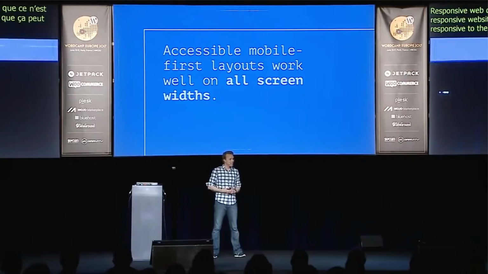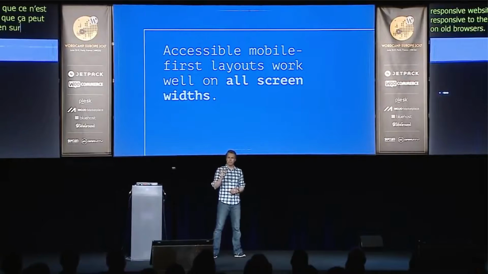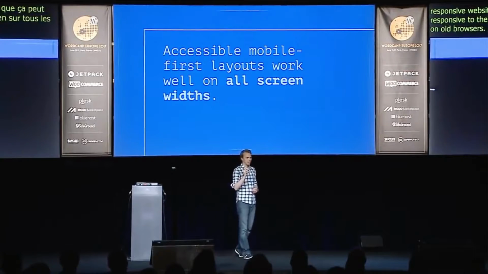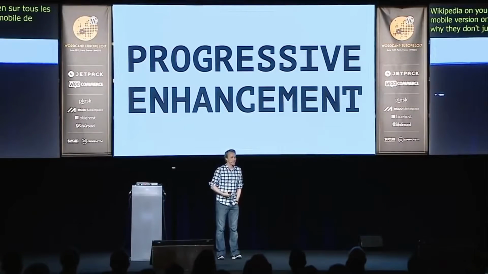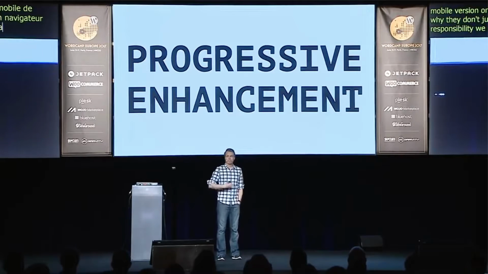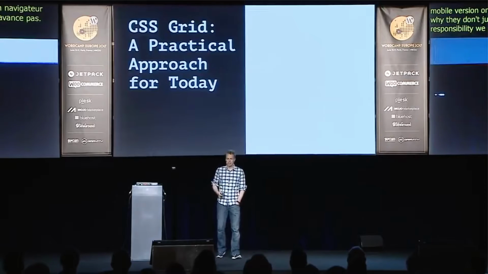If you don't believe me, go look at the mobile version of Wikipedia on your desktop browser. You will never use regular Wikipedia again. The mobile version on the desktop browser is so much better. I don't understand why they just don't move forward. This is progressive enhancement. This is our responsibility. We progressively enhance the web, because if we don't, then we'll get stuck in the past forever.